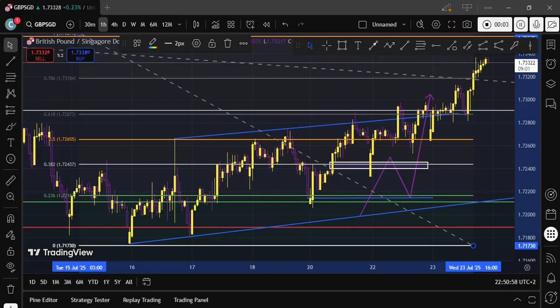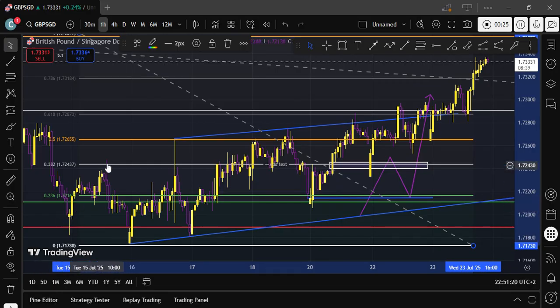Good day, guys. Today I was willing to show you my Pound SGD trade. This is a complete economic divergence. As you can see, it happened last week. It happened.